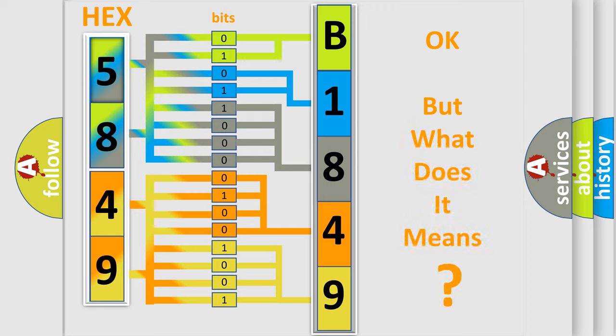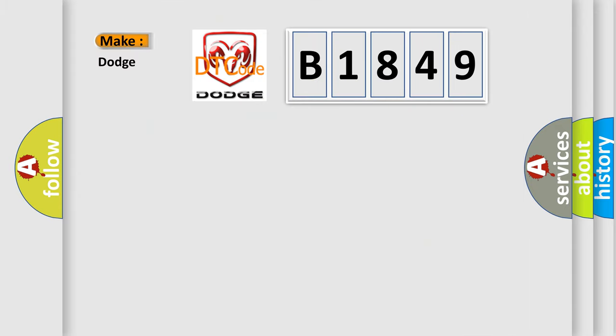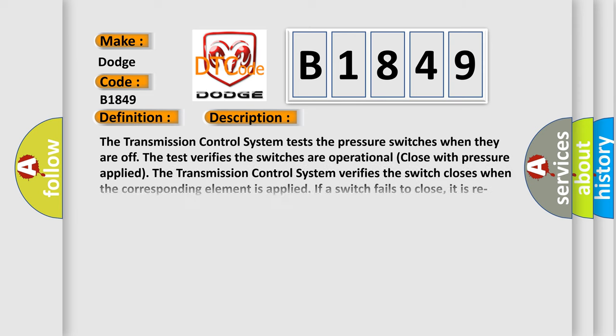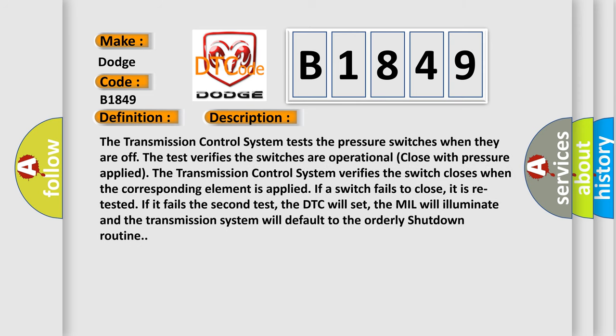The number itself does not make sense to us if we cannot assign information to what it actually expresses. So, what does the diagnostic trouble code B1849 mean specifically for Dodge car manufacturers? The basic definition is hydraulic pressure test. And now this is a short description of this DTC code.